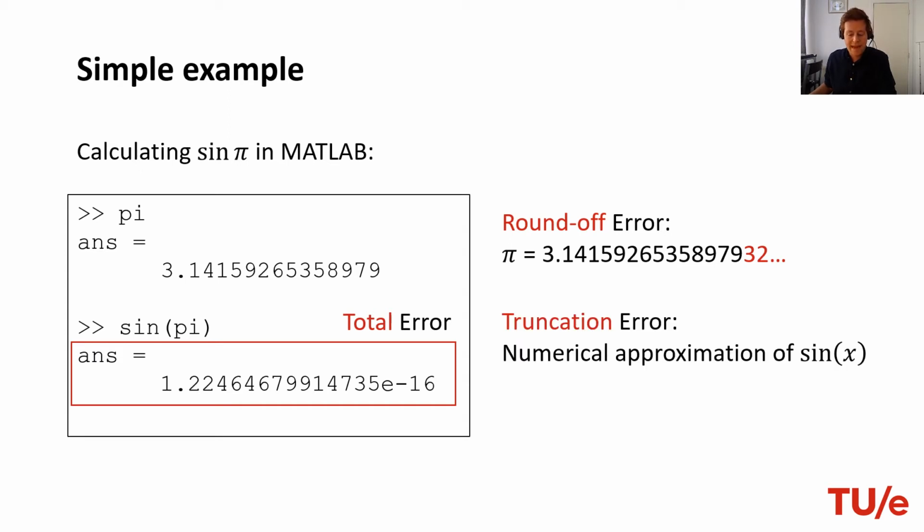Also, the way MATLAB is calculating the sine function is a source of error. As we will see in one of the next slides, that will be a truncation error, because of the way MATLAB approximates the sine function. So here we clearly have these two different sources of error, which leads to the fact that MATLAB seems to think that the sine of pi is not exactly equal to 0.